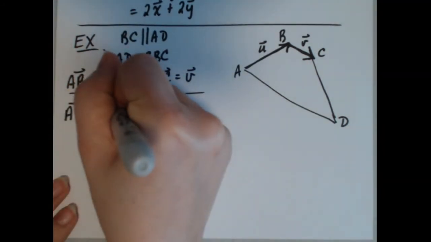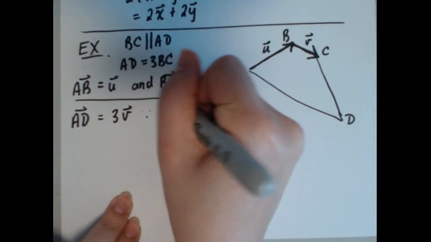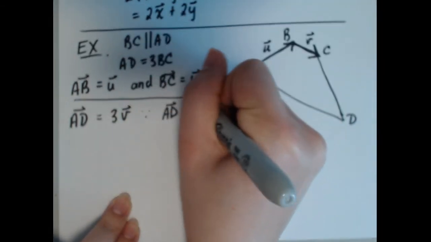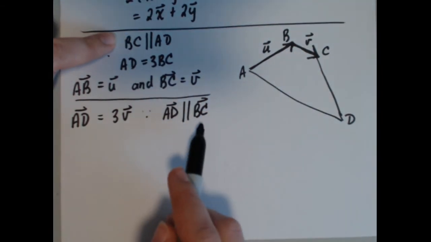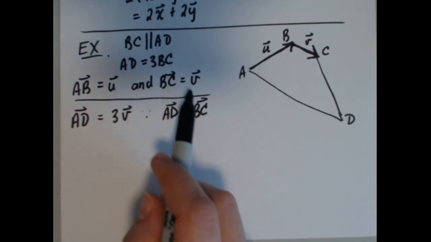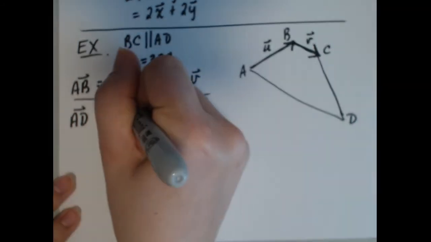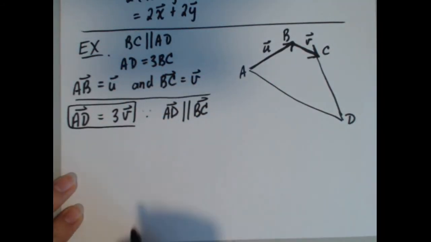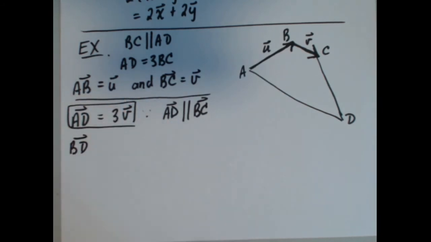So this is 3V since AD is parallel to BC. Yes, it's true that the line segments are parallel, but so are the vectors. They're also parallel, and they're scalar multiples of each other. And due to this reason and this reason, we can state that this is correct. So there's AD. The other ones won't be quite that fast, but nonetheless, they're not going to be difficult.